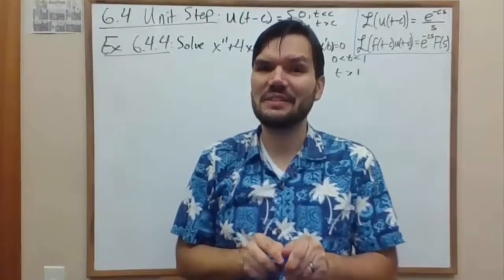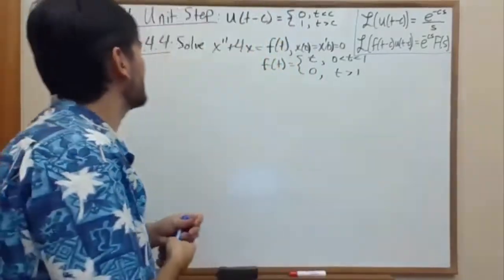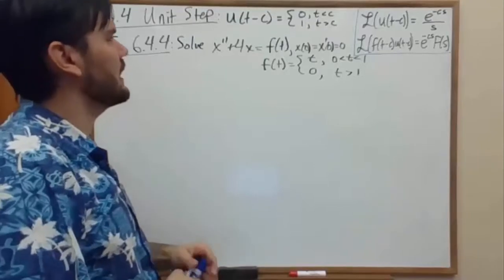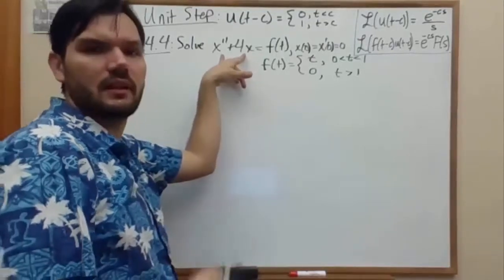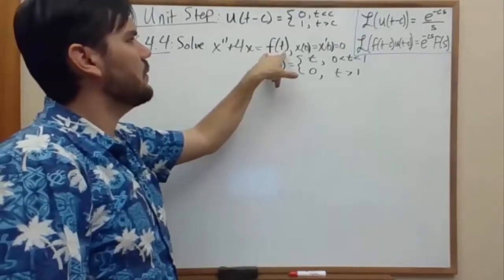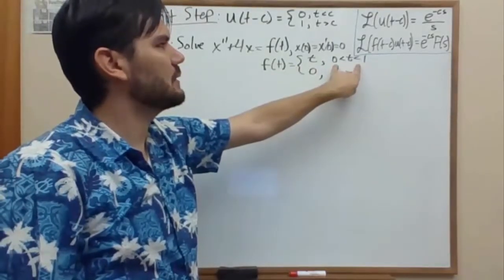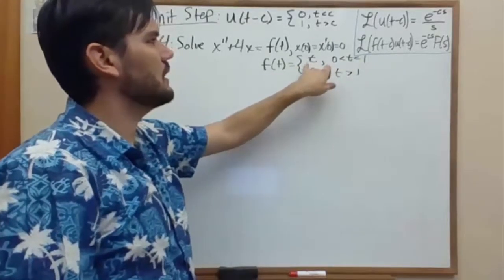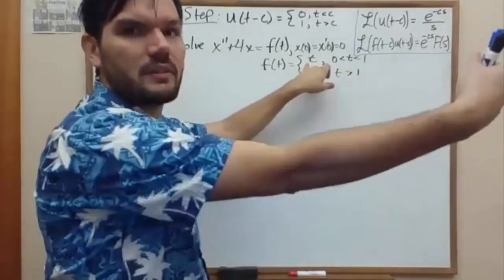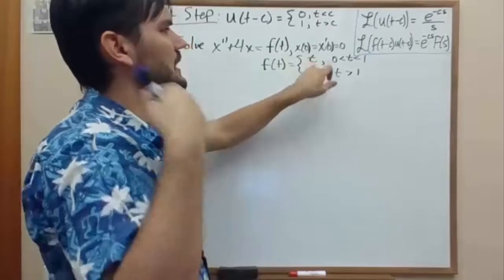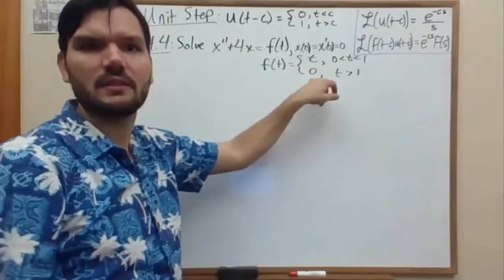Okay, so now let's look at an example from the book. It's 6.4.4, where we have a harmonic oscillator or an undamped system with a forcing function that ends at time equals 1. So we apply an increasing amount of force until time equals 1, and then we apply no force. We want to see what happens.